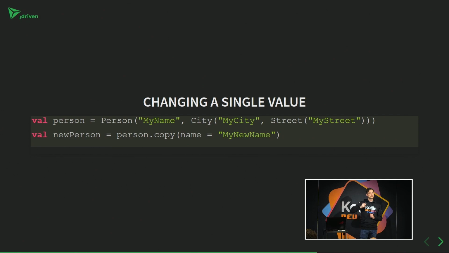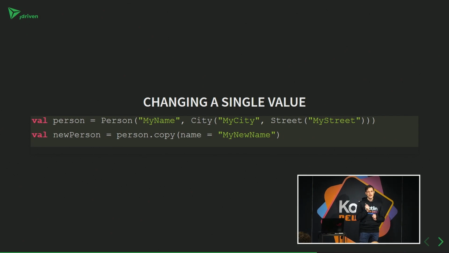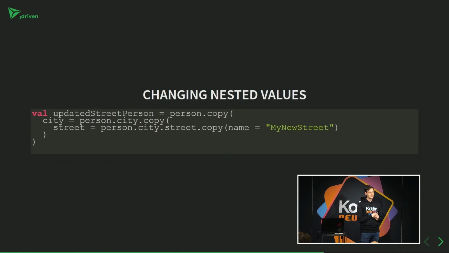But what if we want to change the street name? Then it starts looking something like this, where we need to get person.copy, change the city property. First, we need to get the city property again from person, so we need person.city.copy, get the street property, then we need to get the person.city.street.copy, and then finally, we can set the street name. So the copy method works really well if you have just a data class. But once we have a deeply nested domain model, this actually doesn't work anymore. If only there was a solution for this.